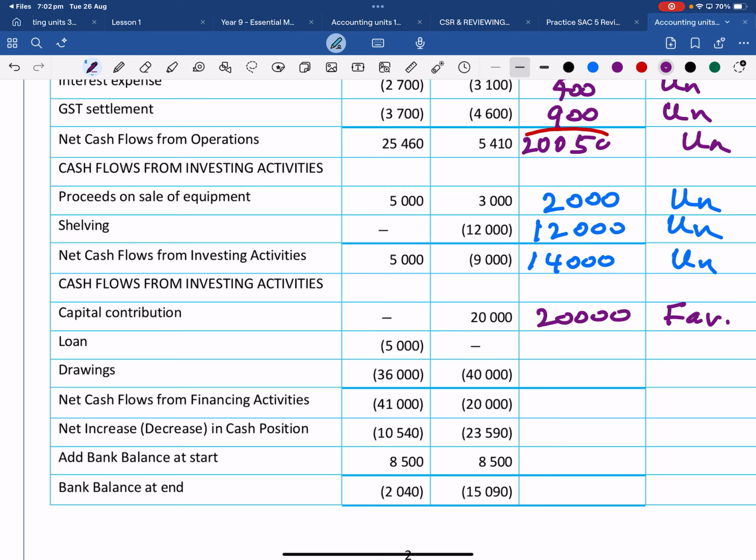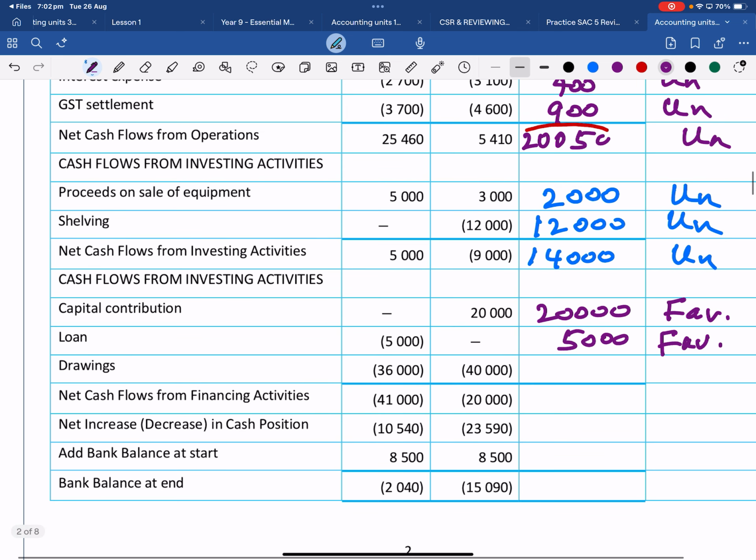Now loan. 5,000. Favorable. Interesting. Why, Aston? Because they paid less than what they expected. They didn't pay anything. They projected a payment of 5,000, but they didn't make it. So favorable. Drawings, 4,000. Unfavorable.